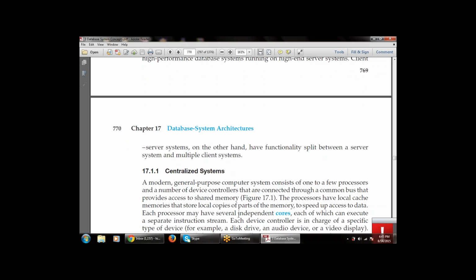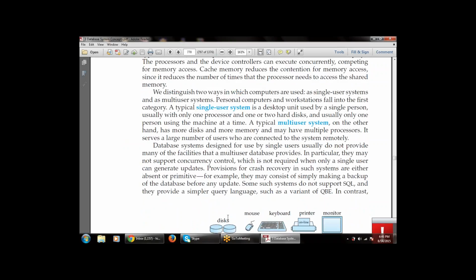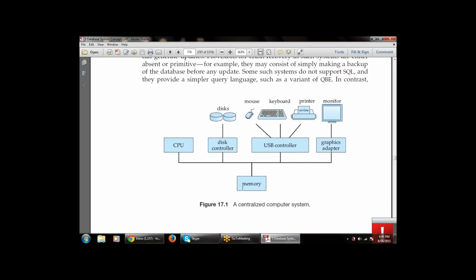So centralized means everything is available at a central location, and the information available at the central location will be passed to another location one by one, or through a common bus that provides access to the shared memory. For example, this is the diagram that is given. This is the centralized computer system.